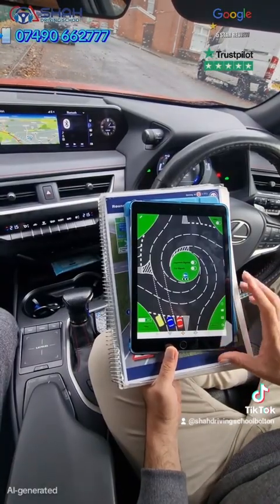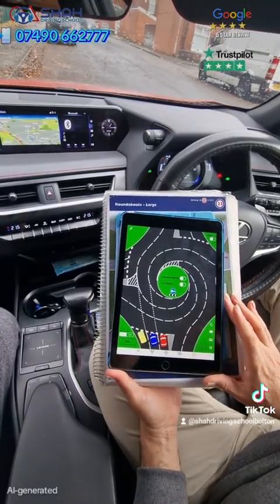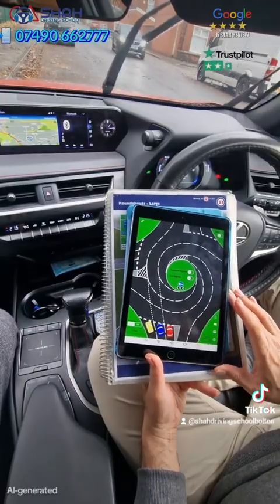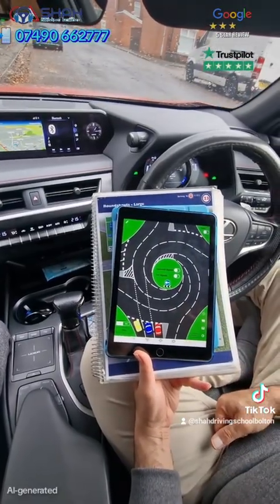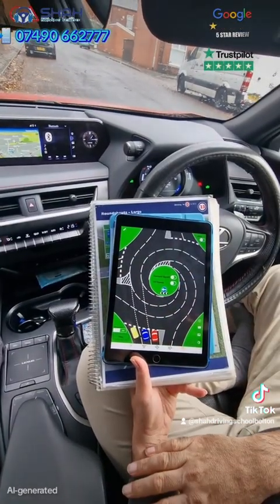You may find some spiral roundabouts. The difference is, on the spiral roundabouts, you will see the road marking. In this situation, you don't need to change the lane. You can continue in the same lane. Let's say, as you can see here, you are going to go straight.